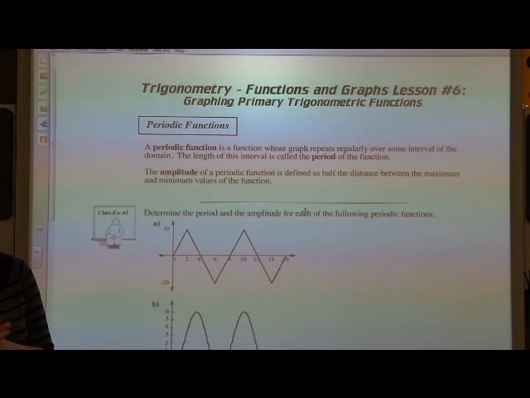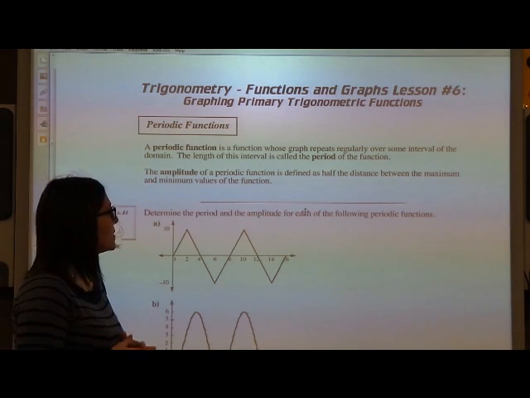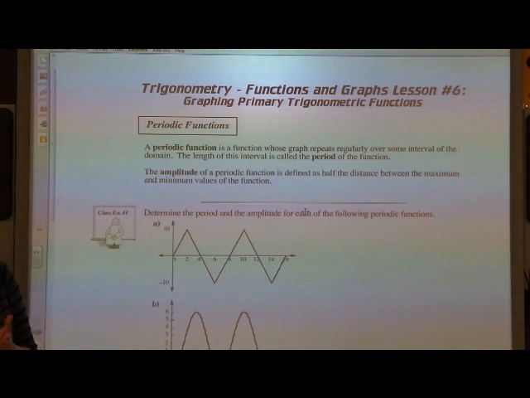A periodic function is a function that starts to form a repeating pattern over time. That time being referred to as a period of time. And then we have the amplitude. The amplitude of a periodic function is defined as half the distance between the maximum and the minimum values of that function. So if we look at the first class example, we're going to explore the period and the amplitude for each of the following periodic functions.